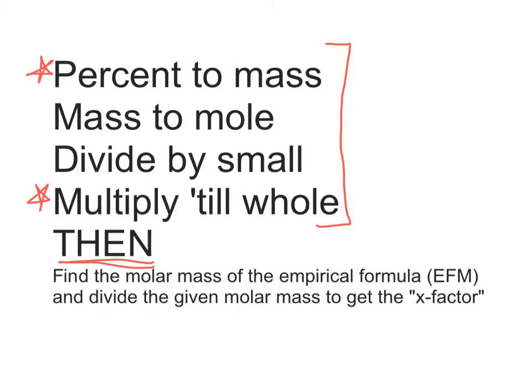Then find the molar mass of the empirical formula, which we will abbreviate EFM, and divide the given molar mass by it to get the X factor. Remember, that's what I talked about before. Now, the clue here is that whenever you're given a problem to solve for molecular formula, there will always be a given molar mass. And I'll show you that in these next few examples. So just remember, all we're going to do is find our empirical formula and do a couple more steps, and we'll be there.